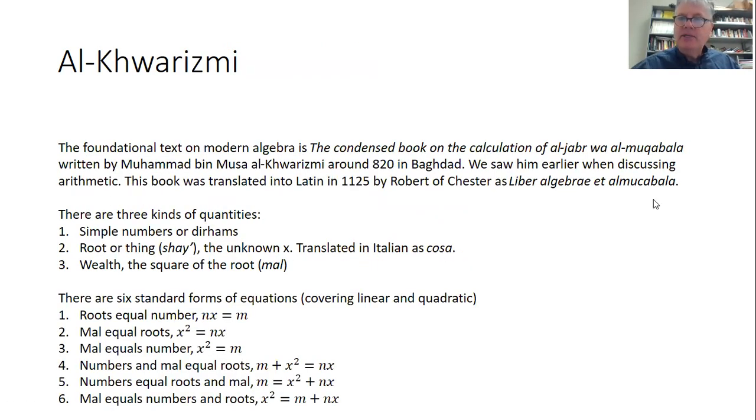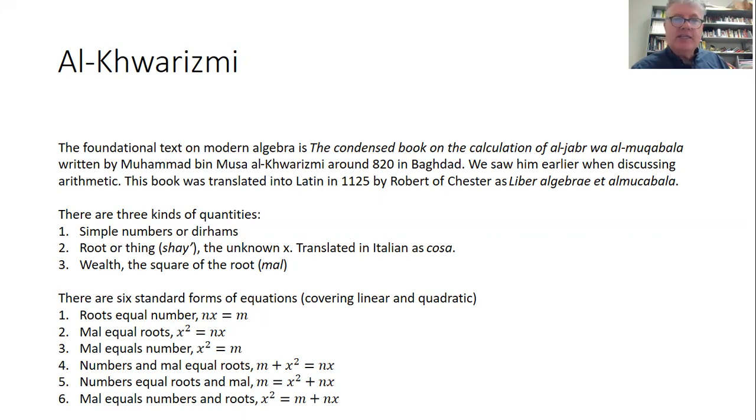So really, the foundational text of modern algebra is the condensed book on the calculation of algebra wa al-Muqabala, written by our friend Al-Khwarizmi around 820 in Baghdad. Remember, we saw him earlier. He did the book on arithmetic. So remember, we got the word algorithm from his name.